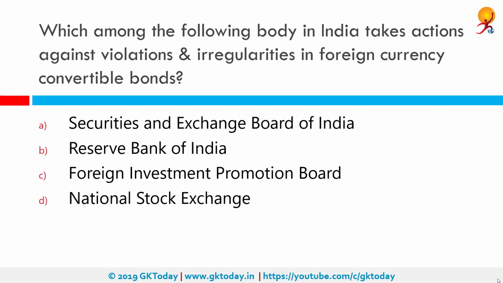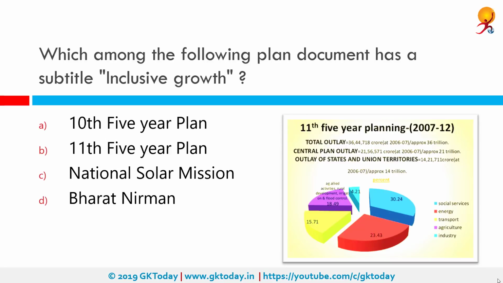Which among the following body in India takes actions against violation and irregularities in foreign currency convertible bonds? Now this is the job of the Central Bank of India, which is Reserve Bank of India. Which among the following plan document has the subtitle Inclusive Growth? This is our 11th five-year plan.